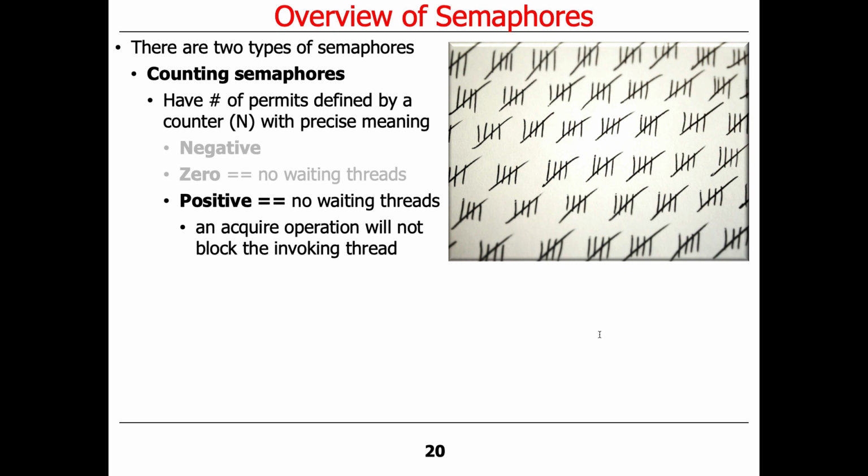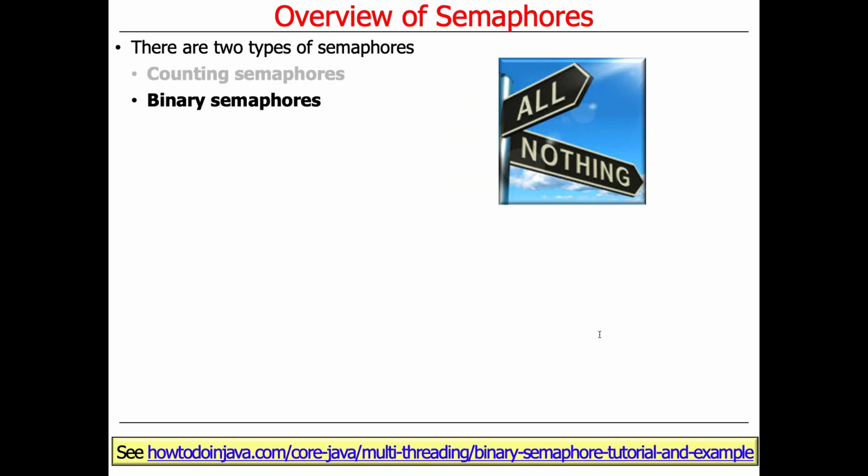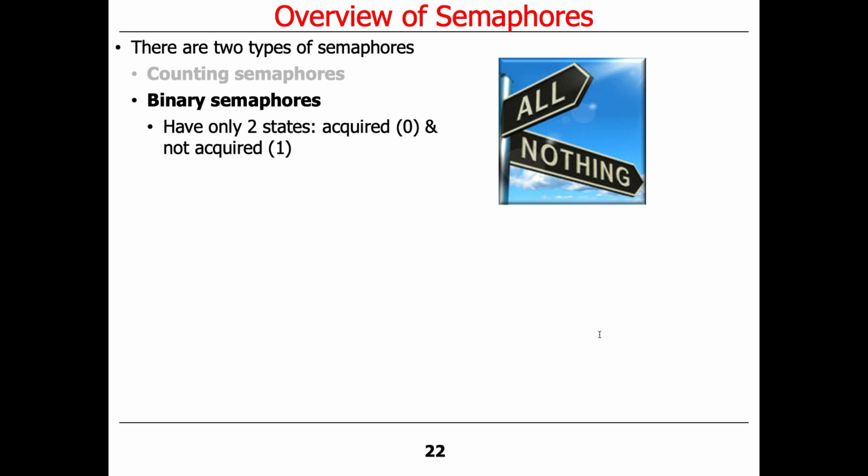You can only acquire it when it's positive. Binary semaphores are just semaphores that are a bit lobotomized, right? They have two values: available, not available, or busy, not busy, or whatever. So it's an all or nothing thing, acquired or not acquired. Typically, if the value is 0, it means that it's already in use, or it's been acquired. If the value is 1, it means it's not acquired.